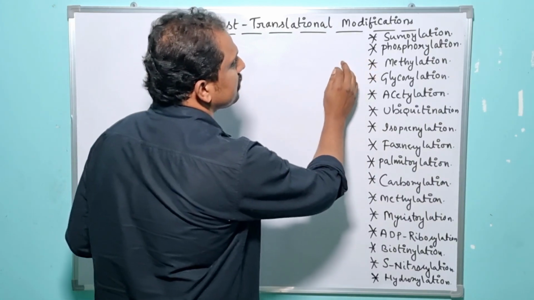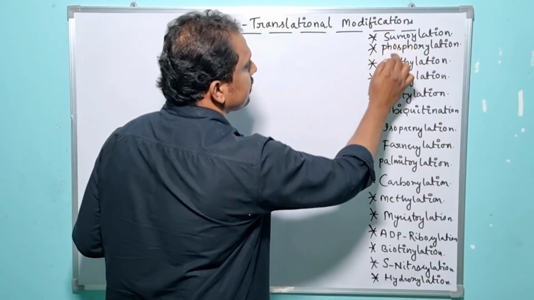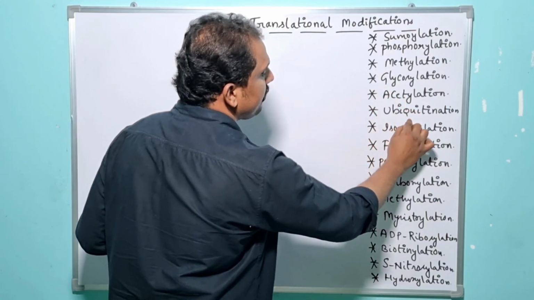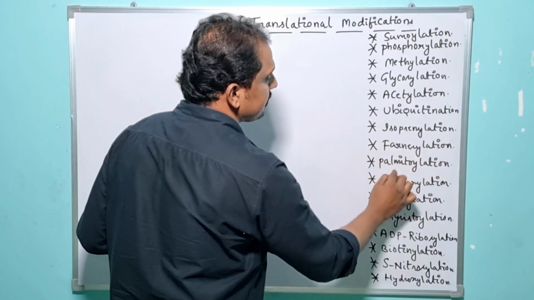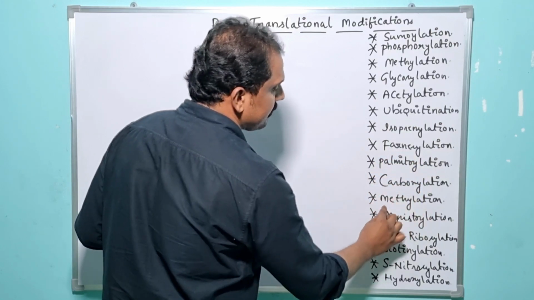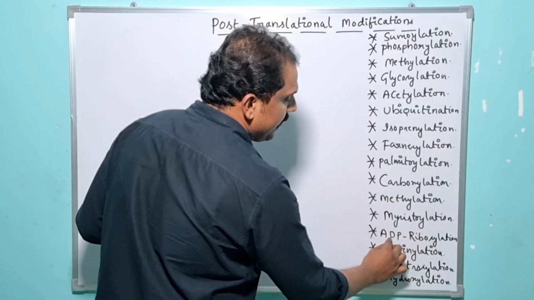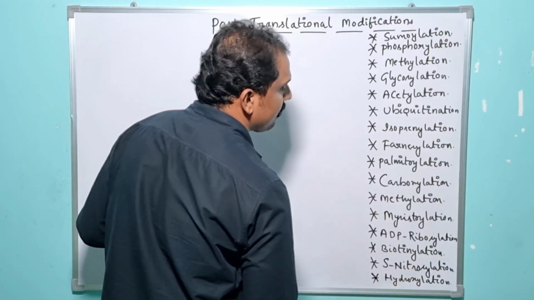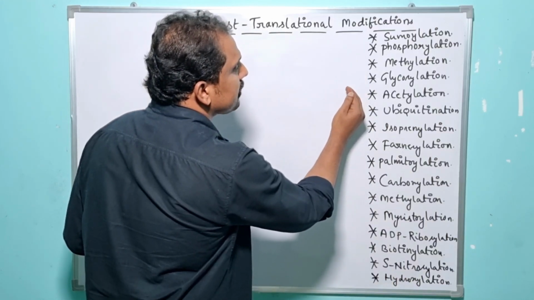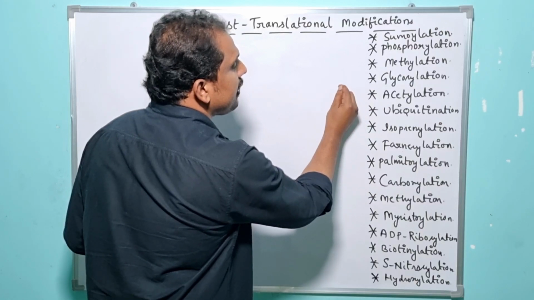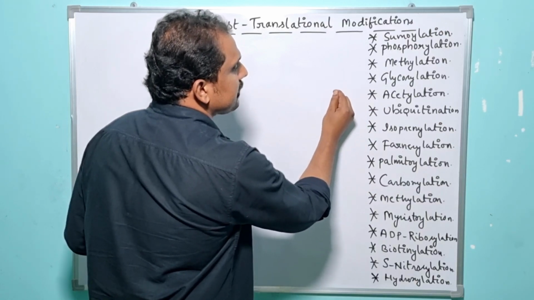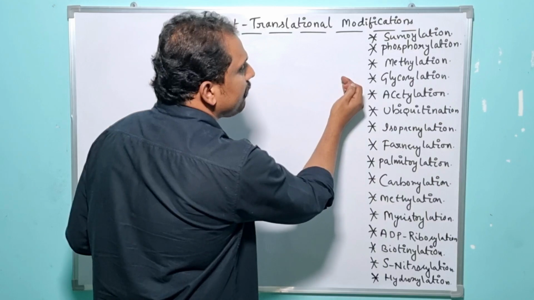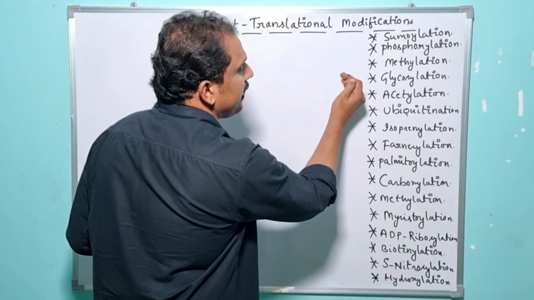These post-translational modifications include sumoylation, phosphorylation, methylation, glycosylation, acetylation, ubiquitination, isoprenylation, farnesylation, palmitylation, carboxylation, methylation, myristylation, ADP ribosylation, biotinylation, S-nitrosylation, and the last one is hydroxylation. All these are the various post-translational modifications observed in prokaryotic cells as well as eukaryotic cells. Right now we are going to study the various post-translational modifications in detail.